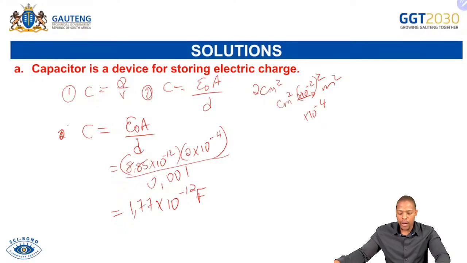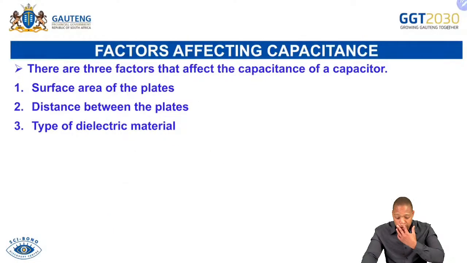Coulomb per volt. For those multiple choice questions where they like to throw it in there: which SI unit is equivalent to the farad, A, B, or C. Right, grade 12, let's move on.